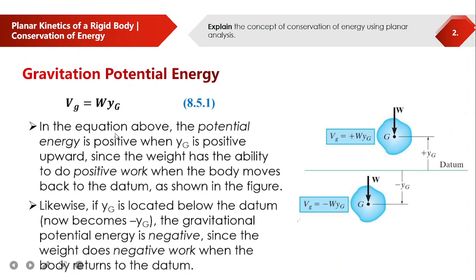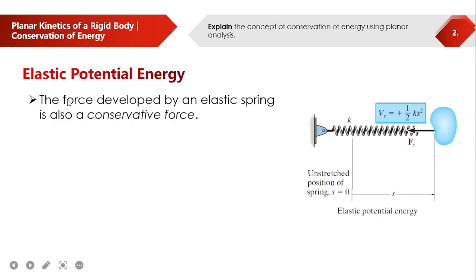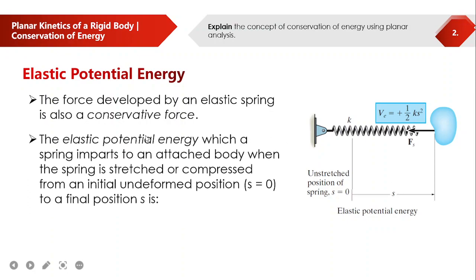So next conservative force is your elastic force or elastic spring force. Okay? It is also considered a conservative force. The force developed by an elastic spring is also a conservative force kasi hindi siya dependent sa path ng rigid body natin. So, we have your V sub E, the elastic potential energy which a spring imparts to an attached body when the spring is stretched or compressed from the undeformed position s equals 0 to a final position s. The elastic potential energy V sub E is equal to positive 1/2 ks squared. Okay?